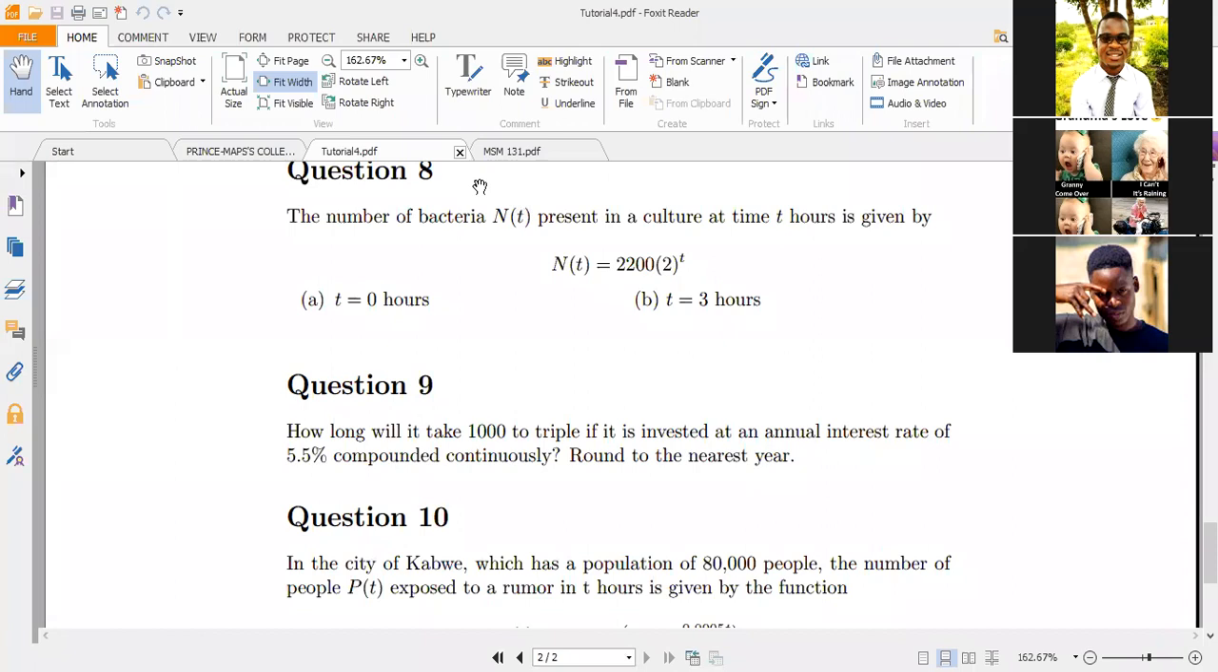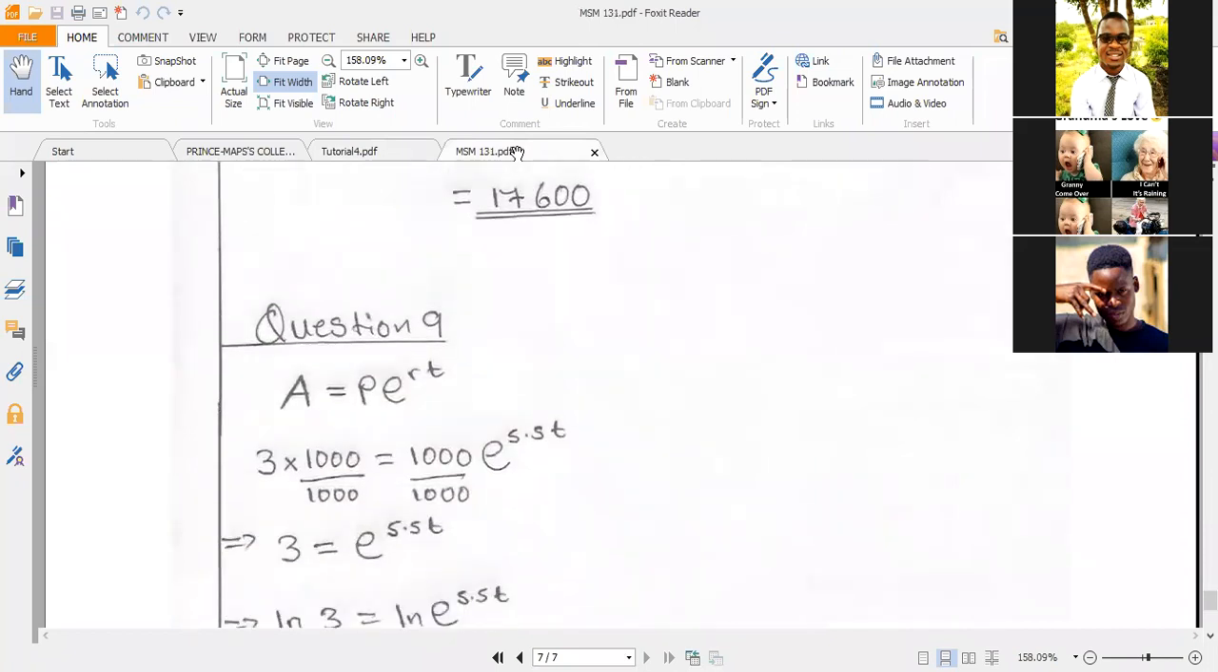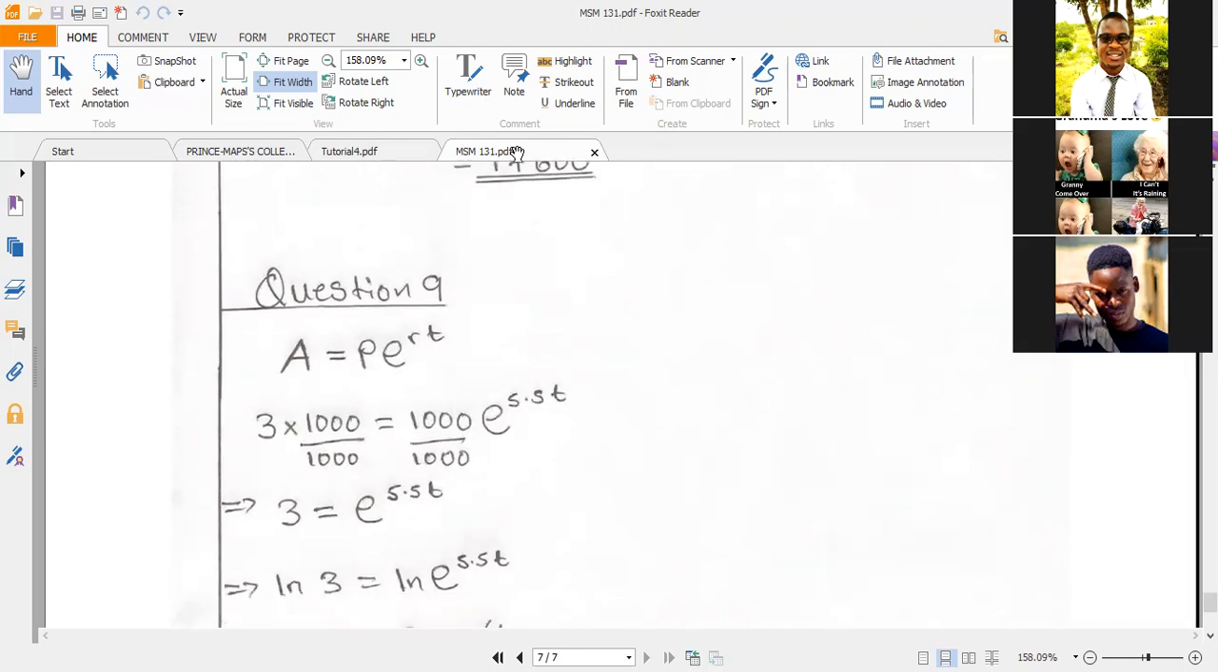Okay, let's proceed. How long will it take 1,000 to triple if it is invested at an annual interest rate of 5.5%, compounded continuously, rounded to the nearest year? So the formula is A is equal to P e to the power rt. So the r, the rate, is 5.5%.